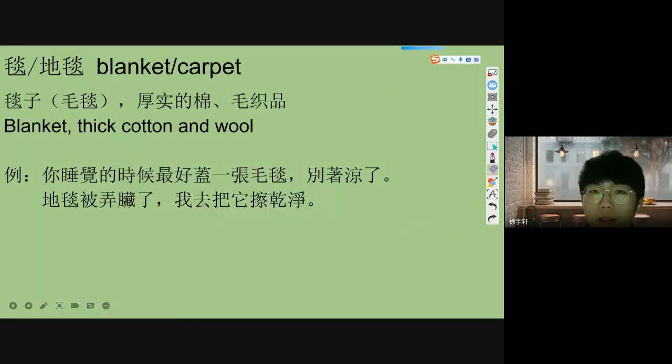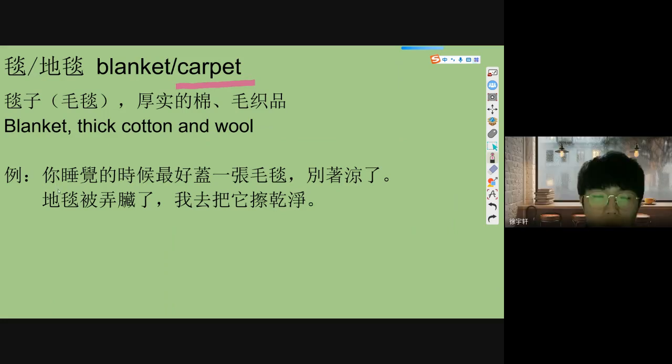And 地毯 means carpet, and 毯's original meaning is blanket. We often use 毯子或者毛毯. 毛 means fur or feather. We often use 毯子或者毛毯 to replace 毯. It just means blanket. 毯子和毛毯 means blanket, but 地毯 means carpet. Is this good to understand?